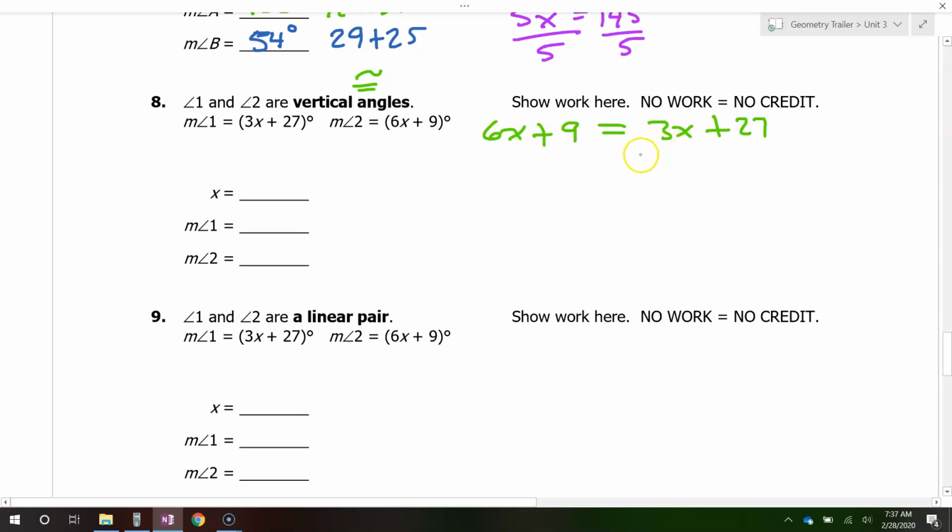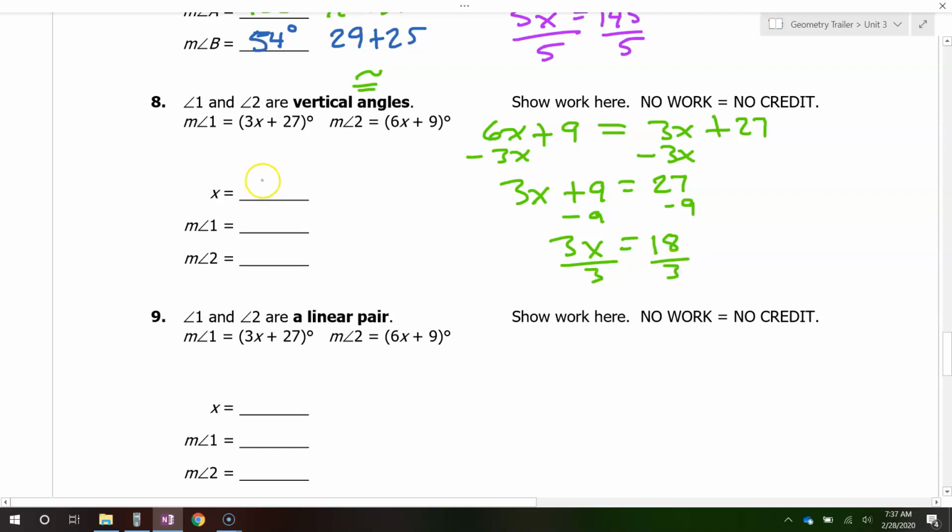6x plus 9 is going to equal 3x plus 27. Because the x's are on opposite sides of the equation, I'm going to subtract 3x from both sides. So that will leave me with 3x plus 9 is equal to 27. If I subtract 9 from both sides, that's going to leave me with 3x is equal to 18. All right, then if I divide both sides by 3, I'm going to get x equals 6.